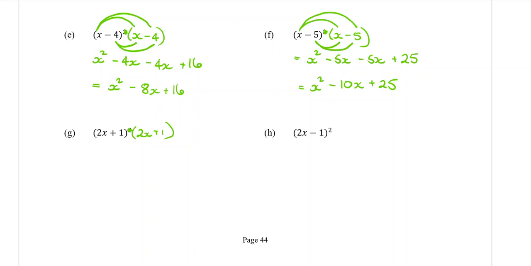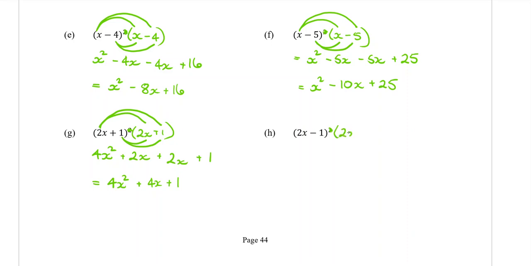Okay, let's do some more. G, these ones have got numbers in front of the x's as well. So I've already crossed out the squared and put the bracket next to it. 2x times 2x is 4x squared. 2x times 1 is 2x. And then 1 times 2x is 2x. And then 1 times 1 is 1. So we have 4x squared, 2x plus 2x makes 4x, and then plus 1.